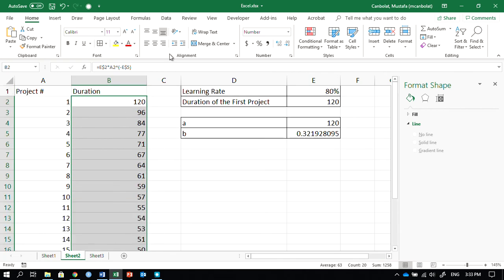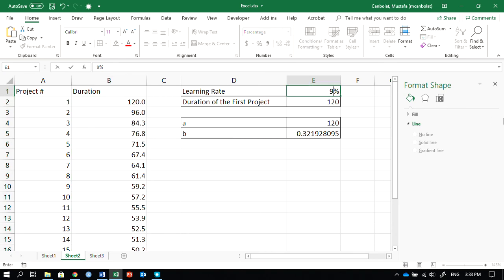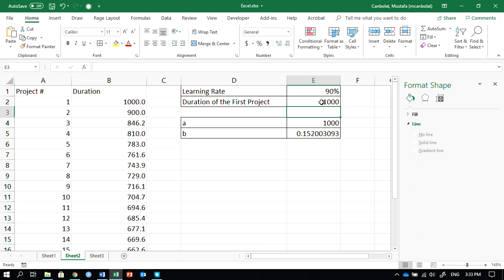Okay, so now we are able to see those durations, and durations are going down, and it's just reflecting that learning rate. So if I change my learning rate to 90%, I see again a decline, but now when you double, the rate of reduction is only 90% of the original. So the rate is always 90%. And if my duration for the first project is, let's say, 10,000 or 1,000, I can see them directly here right away, and I can see their relationship. How can we use this information?